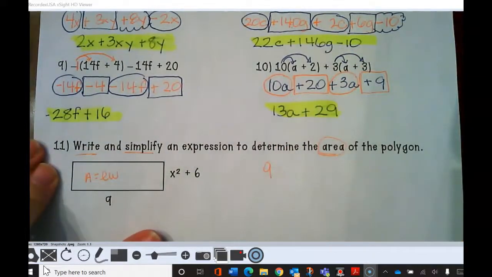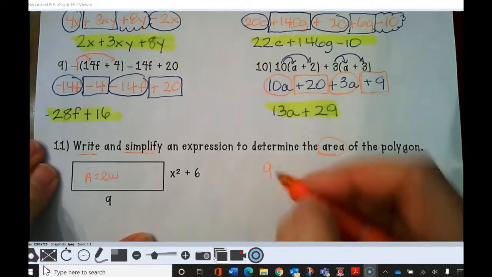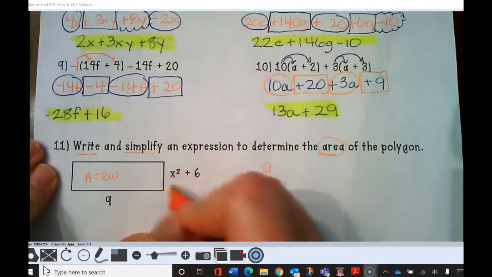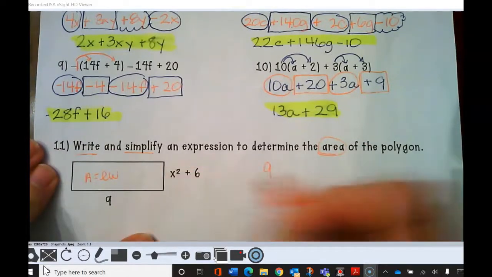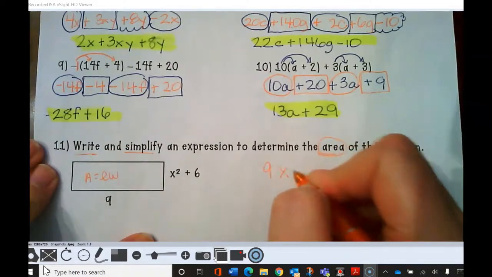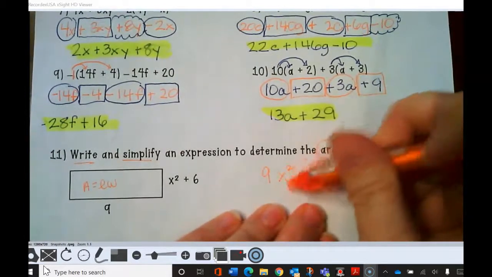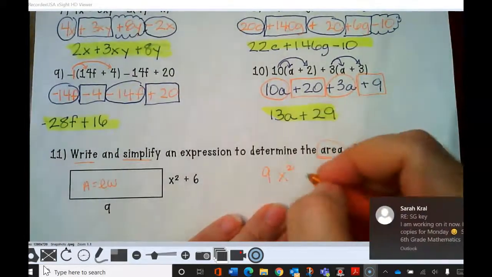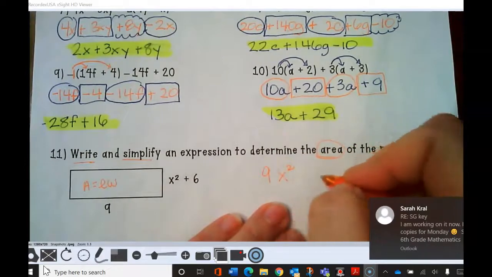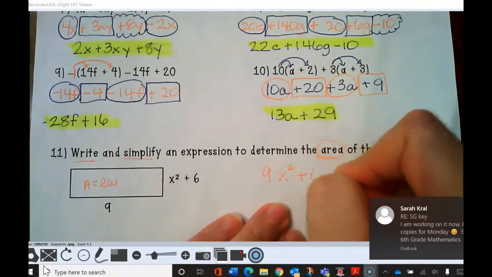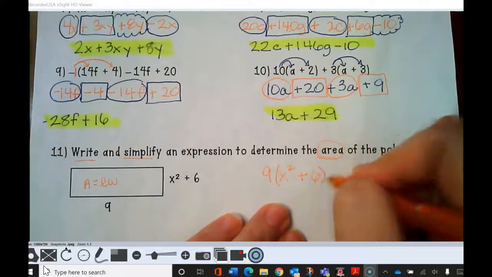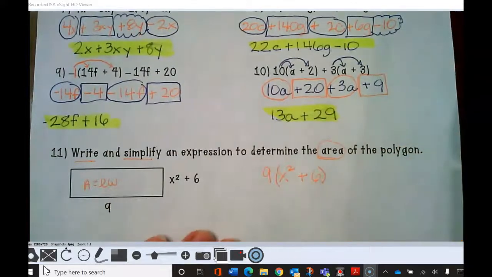Now don't use x for your multiplication symbol. That will mess you up. And we're going to multiply it by all of this because that's the width of the entire side. So you can't just write x squared plus 6 because then you'd only be multiplying the 9 times the x squared and not times the entire side. So you've got to include parentheses on that. And then, holy cow, there is the distributive property. We can't combine x squares and 6's.